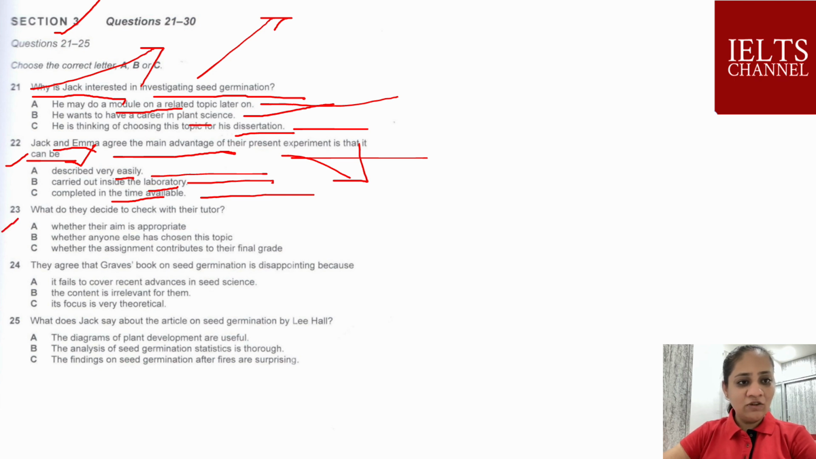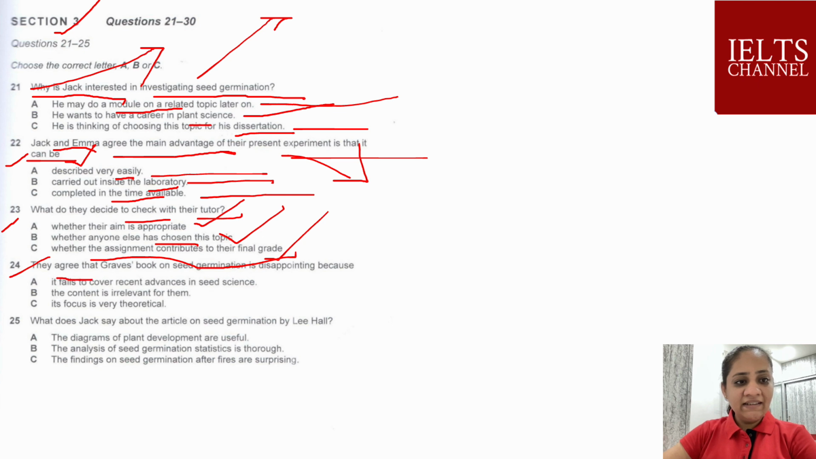What do they decide to check with their tutor? Okay, so now tutor is also added. So what do they decide to check with their tutor? Let's see whether the aim is appropriate, whether anyone else has chosen the topic, whether the assignment contributes to their final grade or not. So you have to focus on the aim appropriate, topic chosen, and the final grade contributions. Okay. Now we'll focus on the 24.